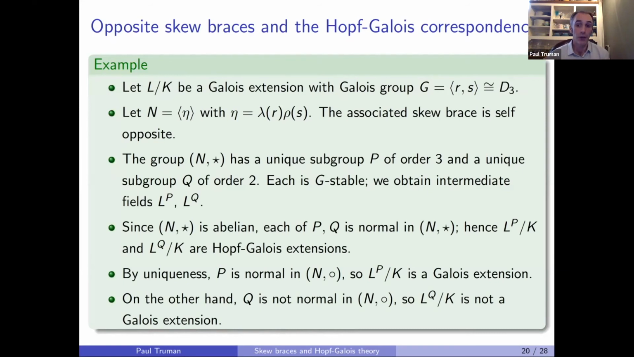But if I want to know whether or not they're Galois extensions, I should ask what these subgroups look like with respect to the circle group. And of course, in that case, the subgroup of order 2 is not going to be normal. So L fixed by Q down to K is not a Galois extension, but it is a Hopf-Galois extension. So you can read off quite a lot of information about the properties of these extensions from the associated skew brace. And if you've got the patience, you can chase the information back through and find out quite concretely what the Hopf-Galois structures on these extensions might actually look like.